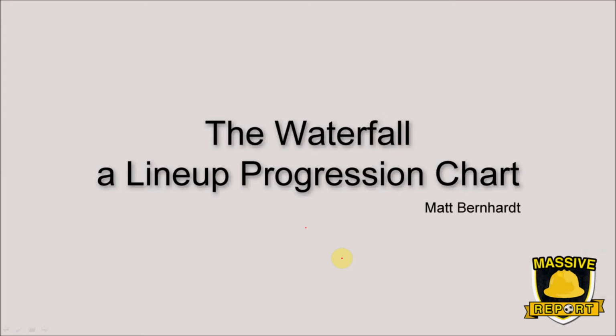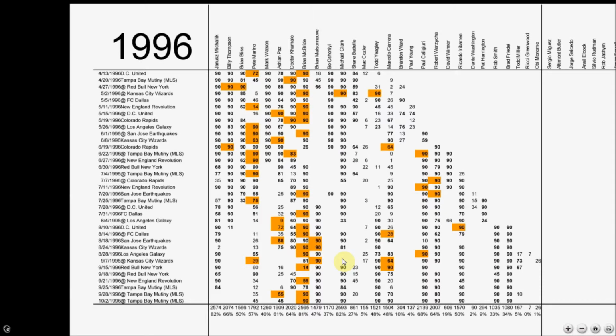What I would like to talk about today is a lineup progression chart, or a waterfall chart. The goal of this visualization is to illustrate the changes in a team's lineup over time, so game over game, or month to month, or season to season, and even longer. The format of the visualization is fairly straightforward.